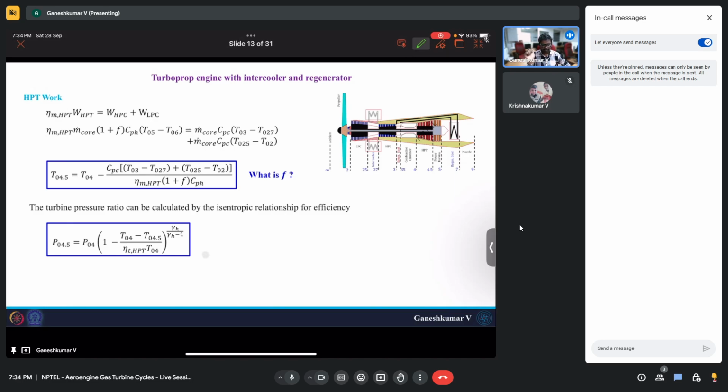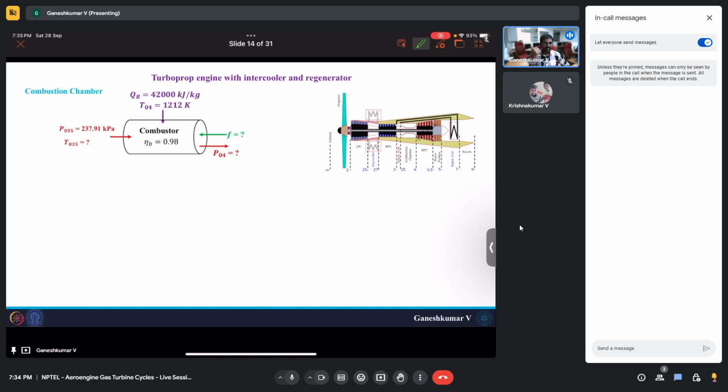Again, what we don't know is P04. So now the unknowns are F and P04. If we know F and P04, we can find P04.5 and T04.5. And if you know those two, you can find T05. And if you know T05, you can find T035. All this is because of the regenerator present in between the HPC and the combustion chamber.